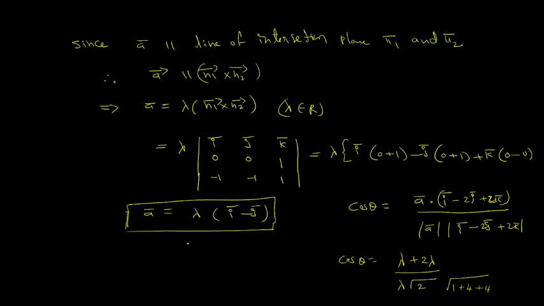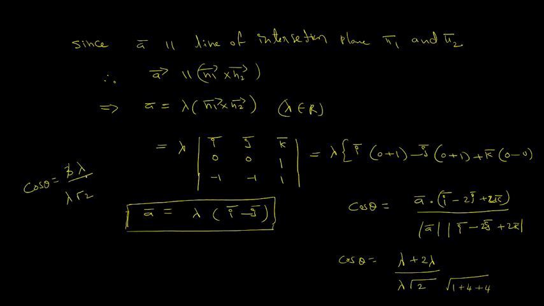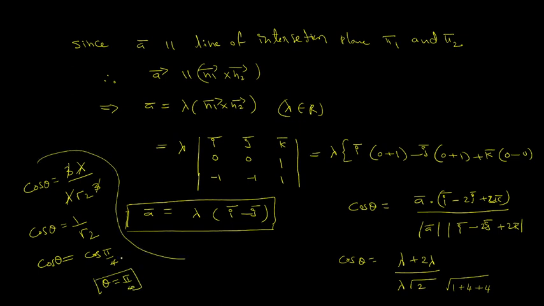Now here in the numerator lambda is common, cos theta equals 3 lambda by lambda into root 2 into root 9, which is 3. Root 9 is 3, therefore the 3 gets cancelled, lambda cancels. Cos theta equals 1 by root 2. This can be written as cos pi by 4. So the angle theta is pi by 4, the angle between a bar and the given vector. That's all.